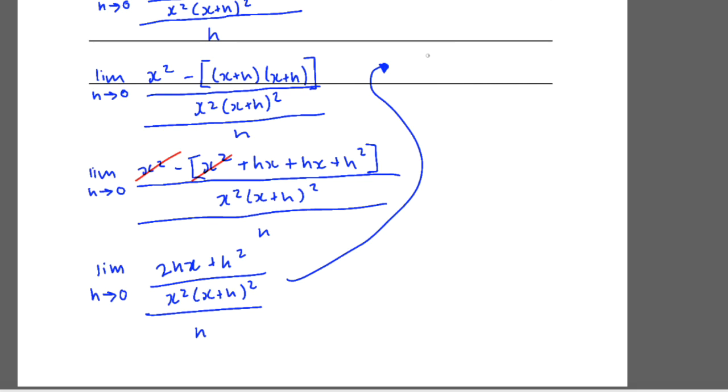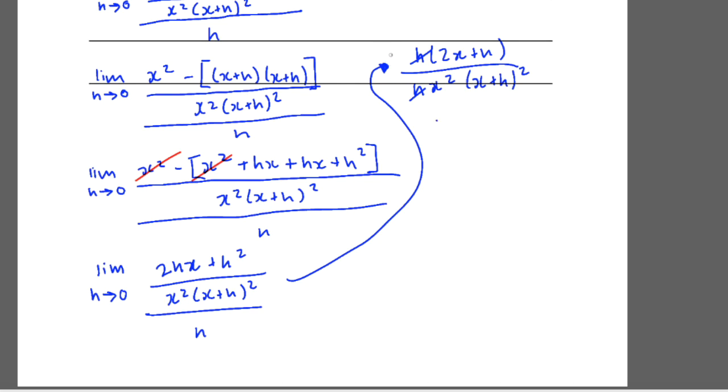Okay, it looks like we can take h out as a factor. So we can take h out as a factor at the top, so it's 2x plus h, all divided by, well, dividing by h at the bottom is the same as multiplying by 1 on h, so that h can go into the denominator. So it's h times x squared times (x plus h) squared. Those h's can cancel out, so we get 2x plus h.